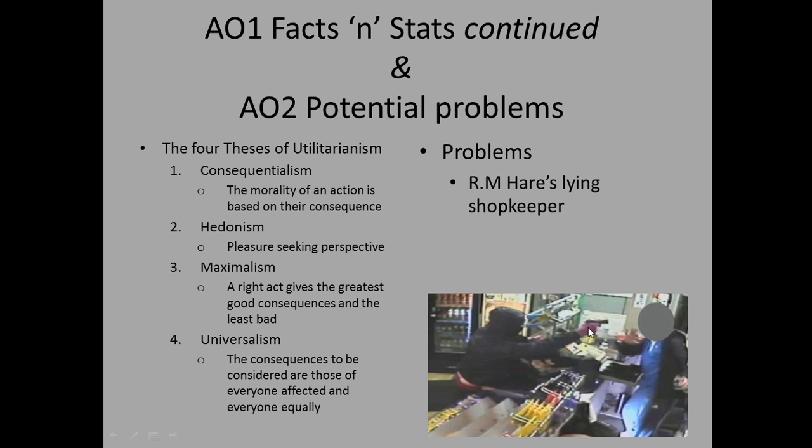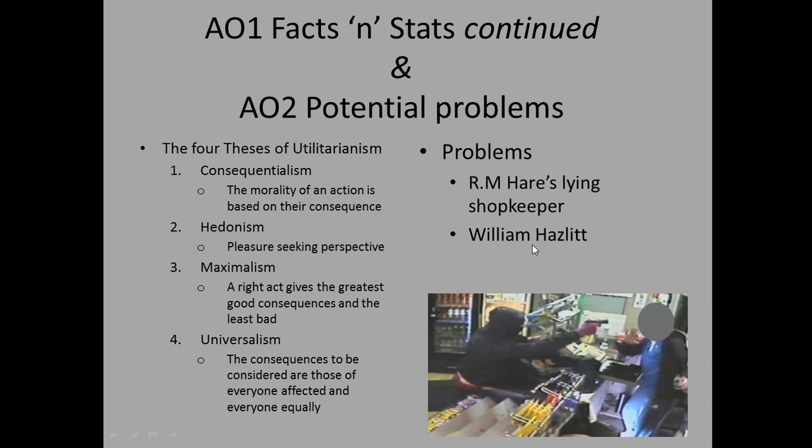So the big problem here is R.M. Hare's lying shopkeeper example, where a madman walks in with a gun and asks, "Where is my victim?" And the shopkeeper has the victim hidden in the back room. If he is never to lie, then he is obviously to say the victim's in the back room. The madman is going to go into the back room and kill the victim because he's a madman with a gun. That is obviously a problem.